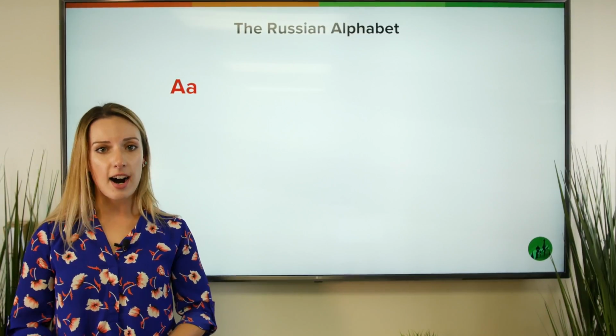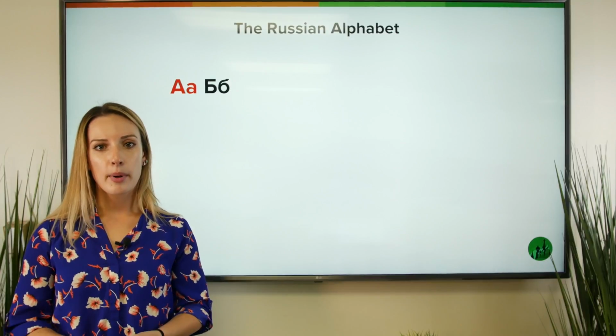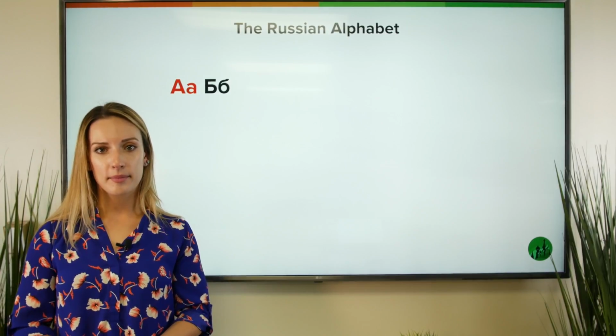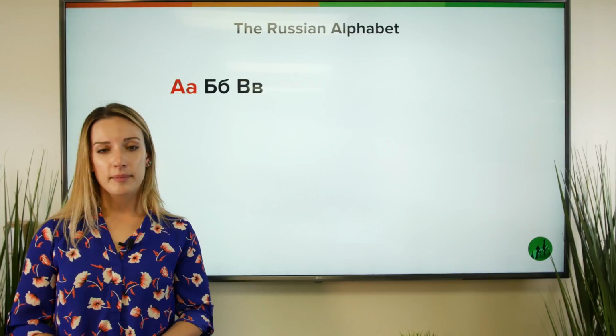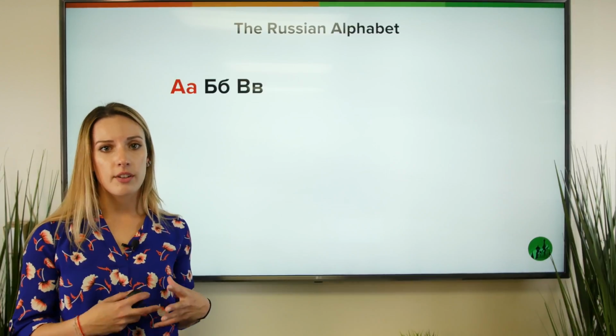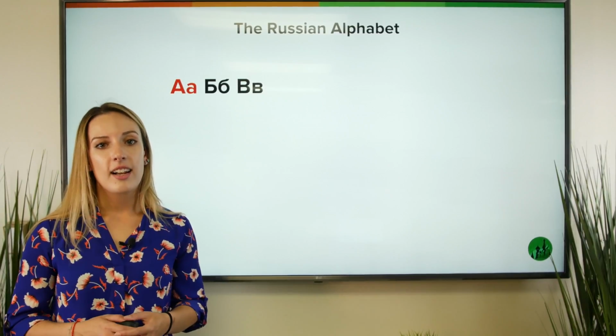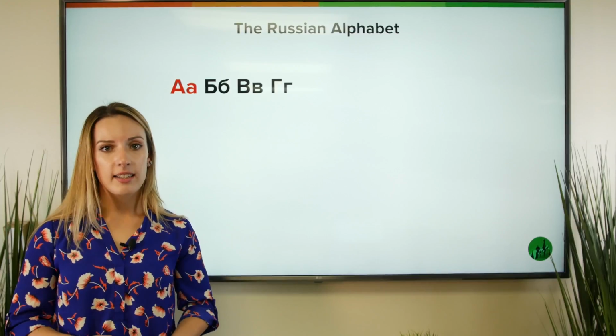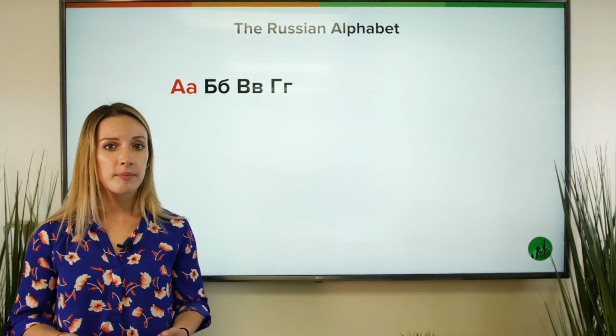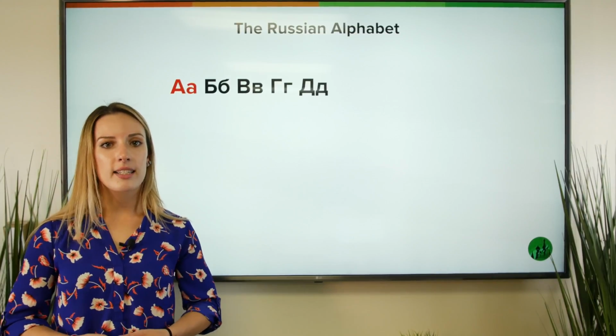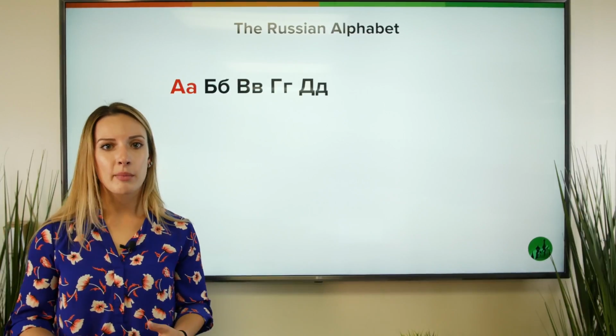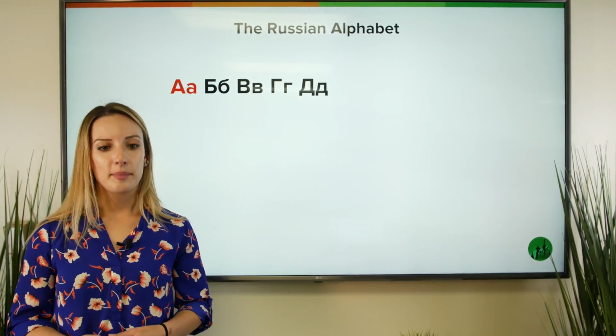First we have A, B, V. So this is similar to the English V sound. Next one is G, similar to the English G. Next one is D, also similar to D.